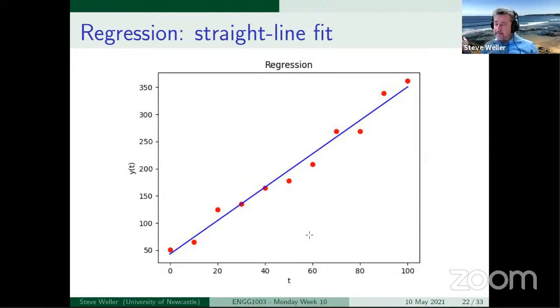It's fitting a straight line to data, and you'll sometimes hear it called regression, sometimes linear regression, sometimes a line of best fit. It's got a range of names, but the visual image I want you to capture is that we're given some data points, and that we want to fit a straight line through them.